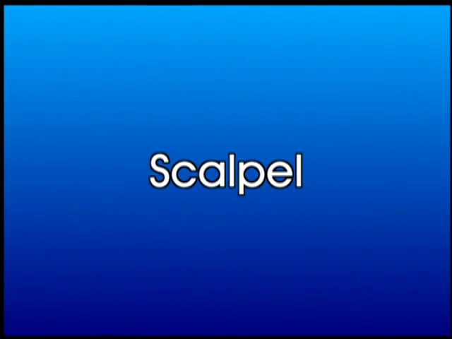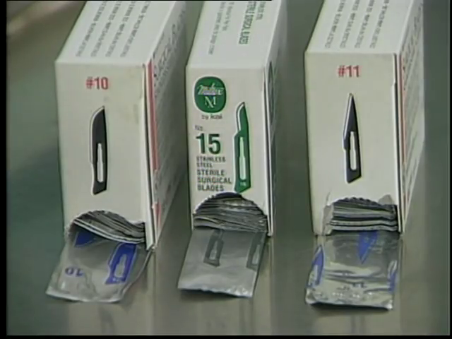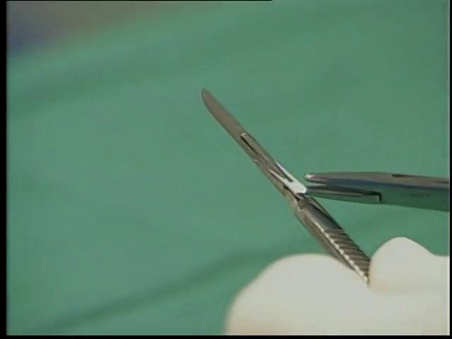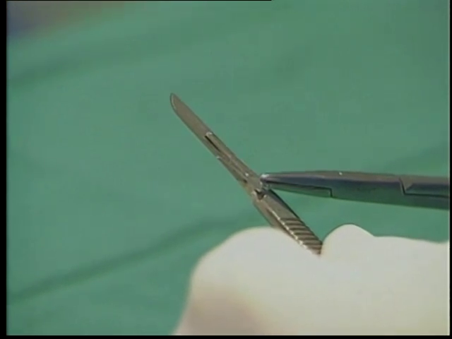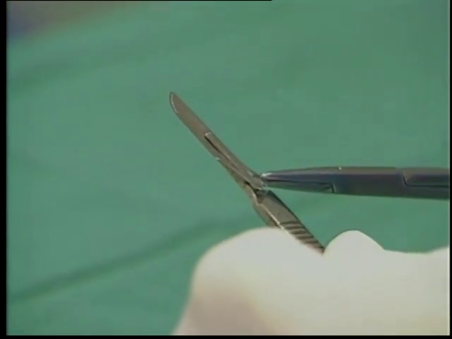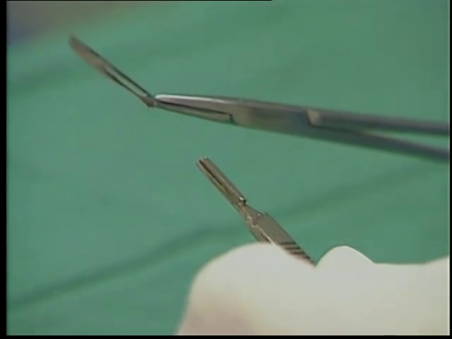Let's begin with the scalpel. This cutting instrument consists of a disposable blade and a reusable handle. Various blade sizes and shapes are available. Shown here are 3 of the most commonly used blades with their corresponding numbers. The attachment and removal of these blades should always be done with needle holders by lifting the back of the blade. Never use your fingers, as this may result in a serious cut.